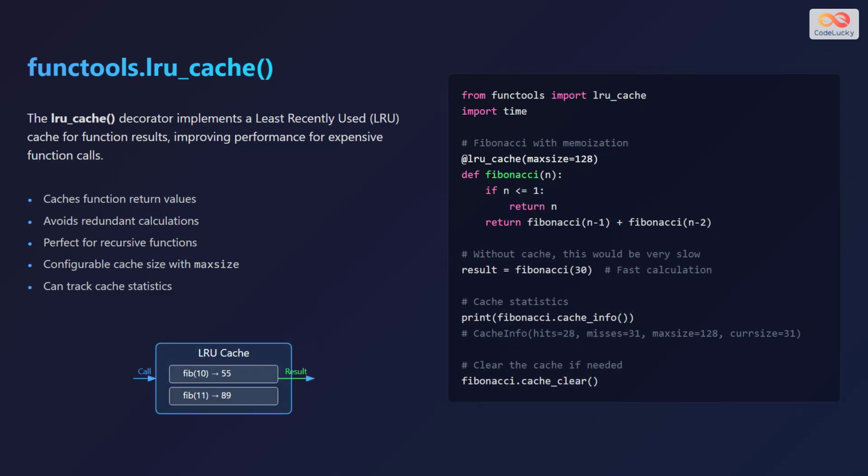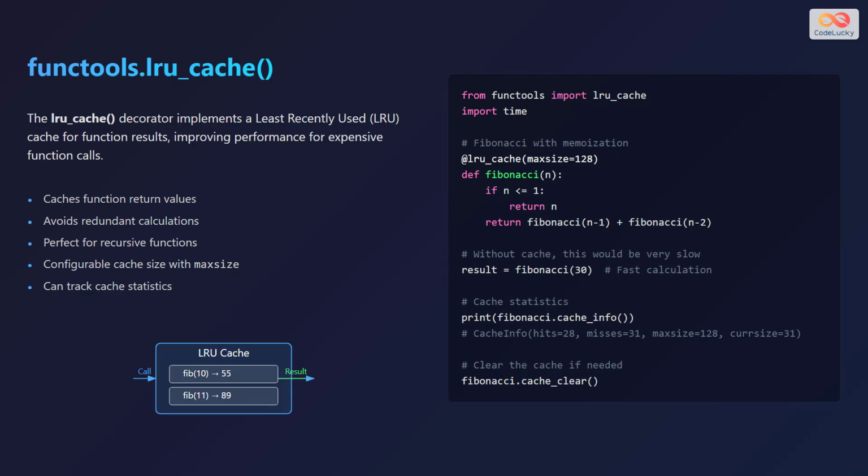The recursive decorator implements a least recently used, or LRU, cache for function results. This means that it stores the results of recent function calls so that they can be quickly retrieved if the same inputs are used again. This can significantly improve performance for expensive function calls that are repeated with the same arguments. Recursive caches function return values and avoids redundant calculations, making it perfect for optimizing recursive functions. It also has a configurable cache size with the max size parameter and can track cache statistics.